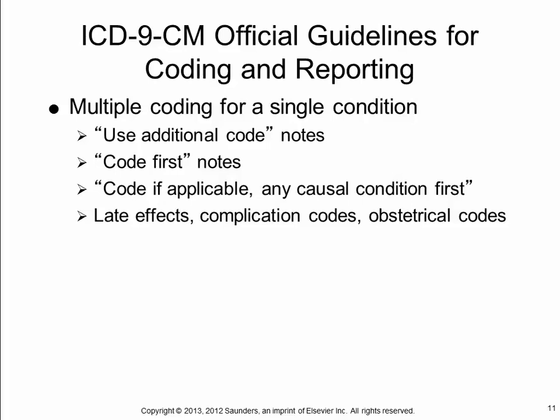Now, use additional code found in the tabular indicates that a secondary code should be added. Okay, so use an additional code. It's the same sequencing rule as for etiology and manifestation. That's probably the best way to say it. So if you follow your etiology and manifestation rules for use additional code, you'll be fine.